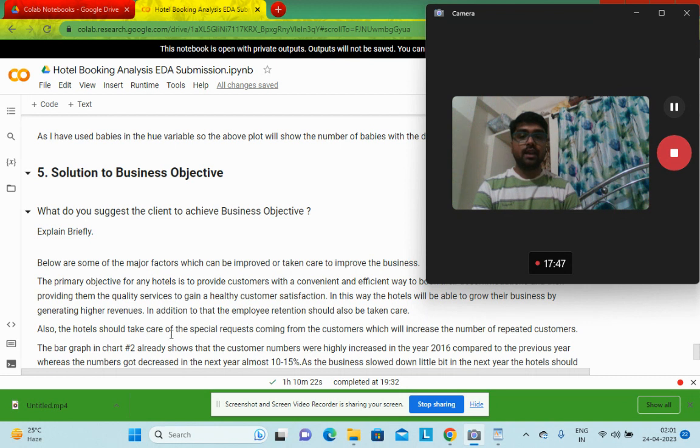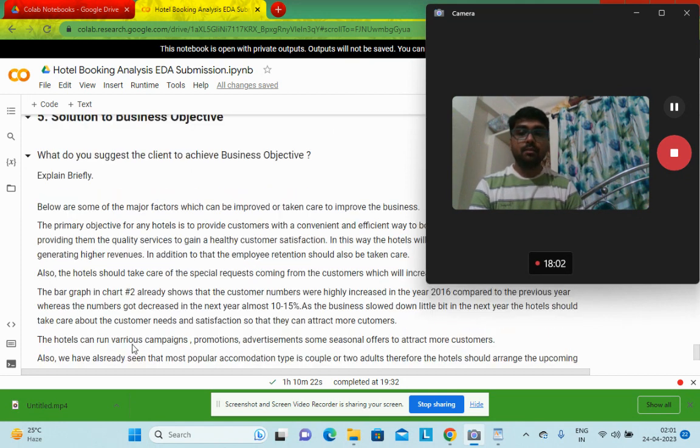Also, the hotels should take care of the special requests coming from the customers, which will increase the number of repeated customers. The bar graph in chart 2 already shows that customer numbers highly increased in the year 2016 compared to the previous year, whereas the numbers decreased in 2015 or 2017, almost 10 to 15%. As the business slowed down a little bit in the next year, the hotels should take care of the customer needs and satisfaction so that they can attract more customers.